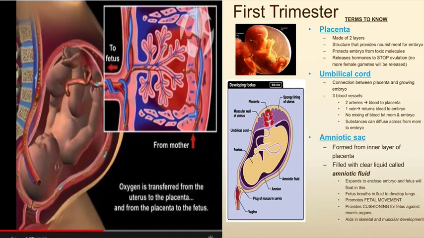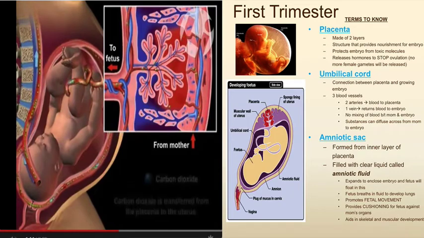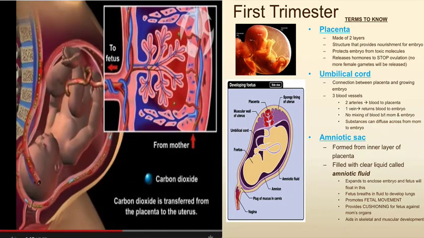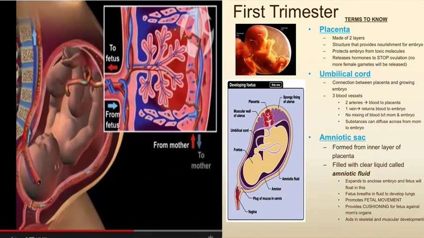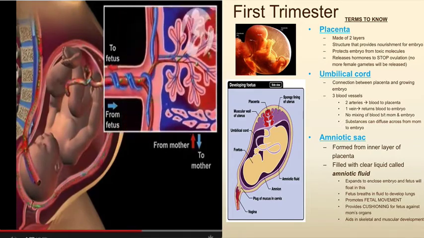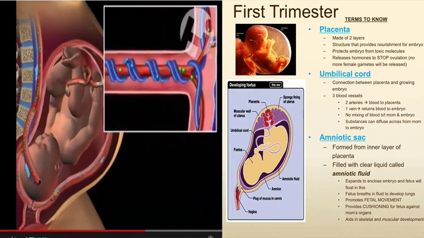The third term we need to know about is the amniotic sac. The amniotic sac is going to be formed from the inner layer of the placenta. It's actually filled with a fluid that was inside of our blastocyst, and we call this the amniotic fluid. The amniotic sac is going to actually expand to enclose the embryo, and our fetus will actually be floating in this amniotic sac and amniotic fluid.